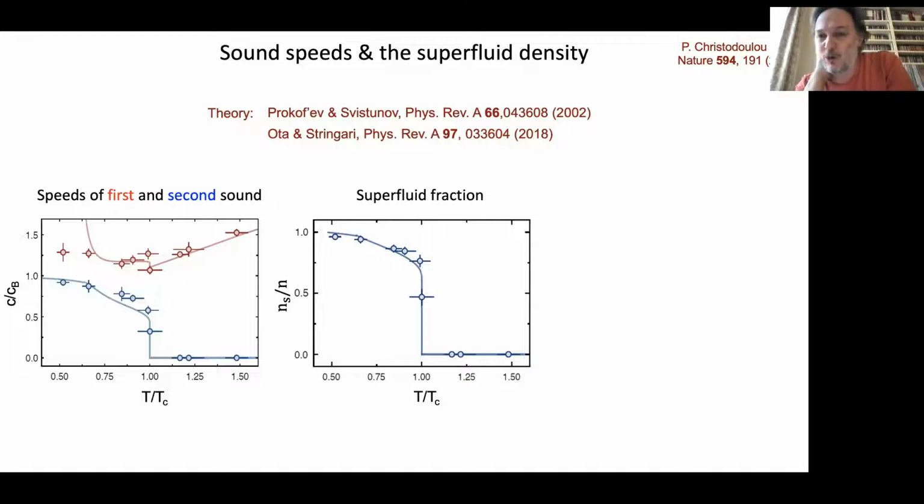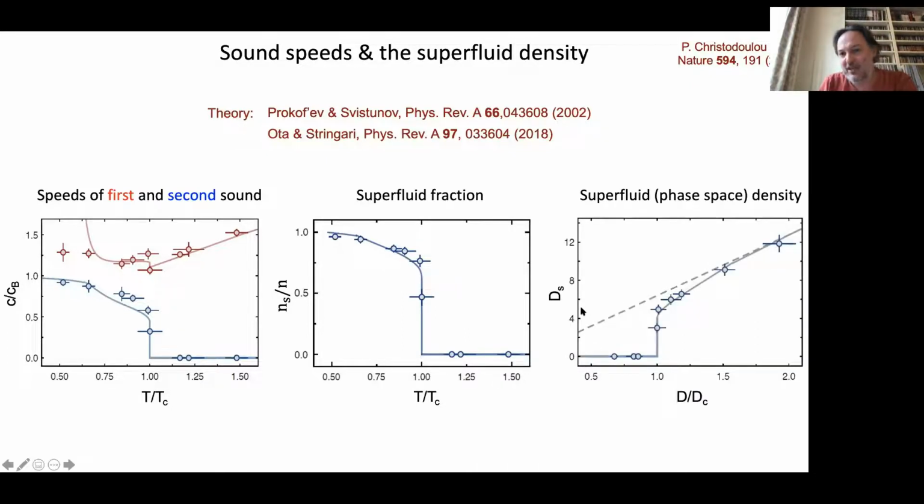And so I'm going to show you a third one where we just make it in terms of superfluid phase space density, because then the jump is 4. Okay. So this is the superfluid phase space density versus total phase space density normalized by the critical value. So the transition is at 1, and now the jump is 4, and then it relatively quickly goes towards 100% superfluid fraction, which is shown by the dashed gray line.